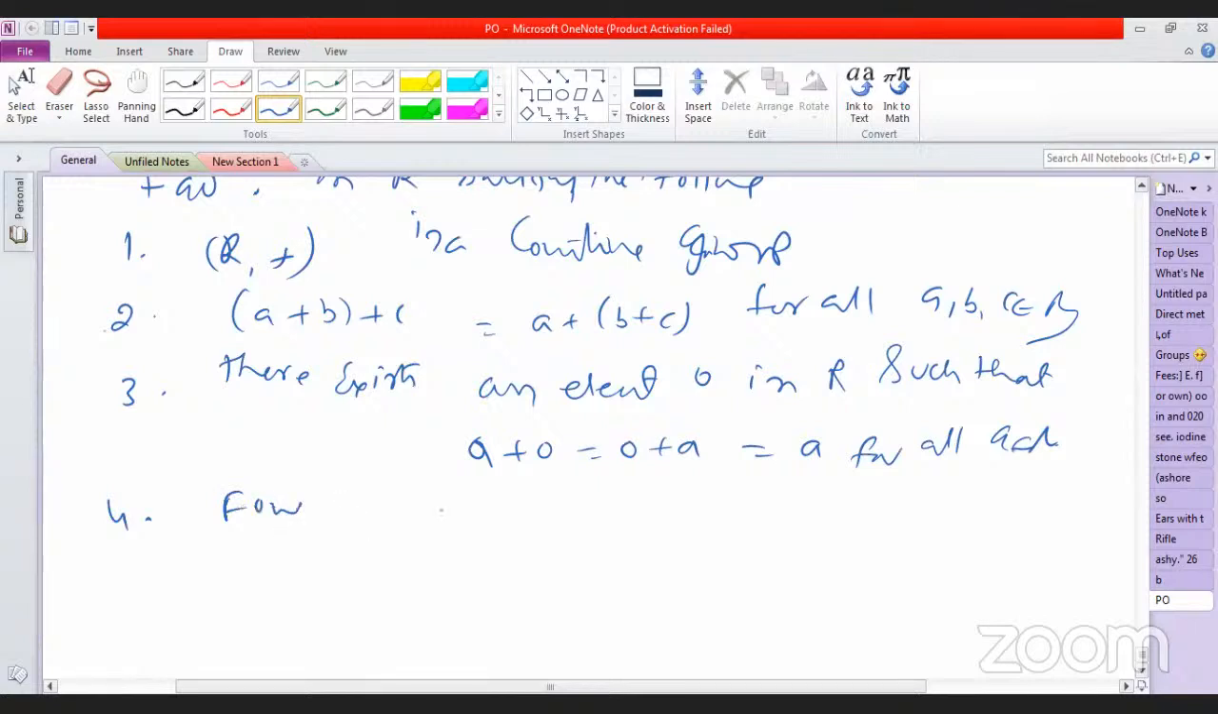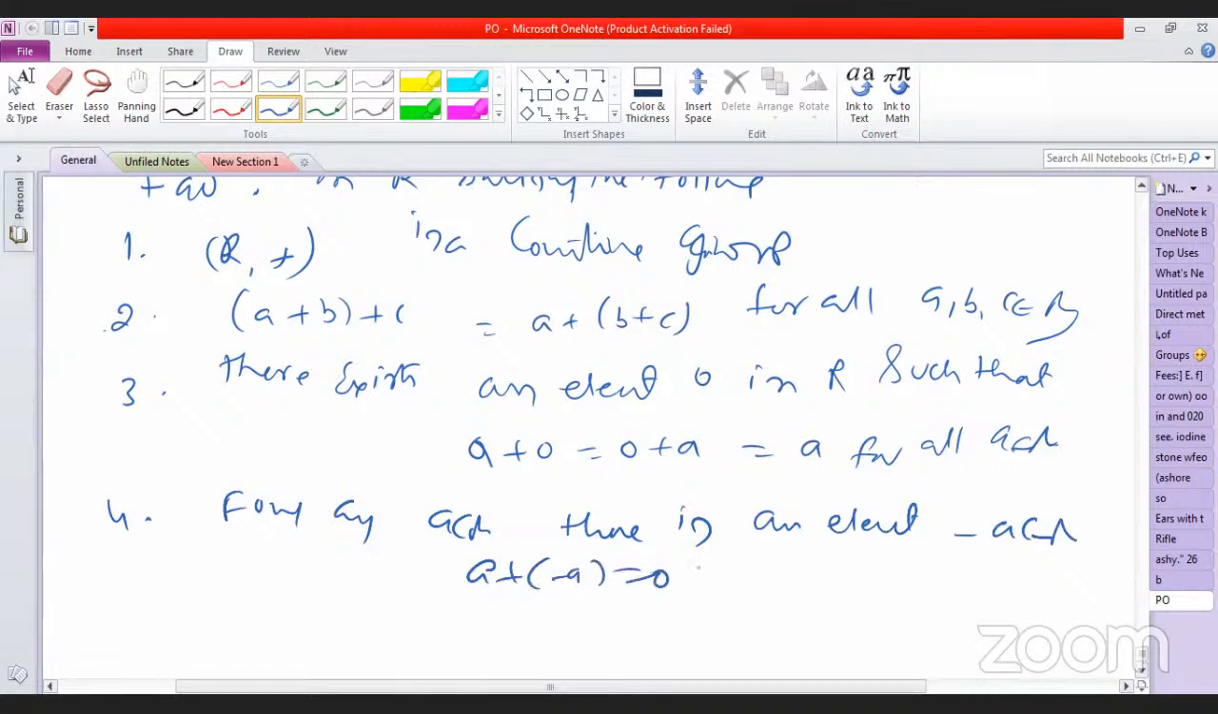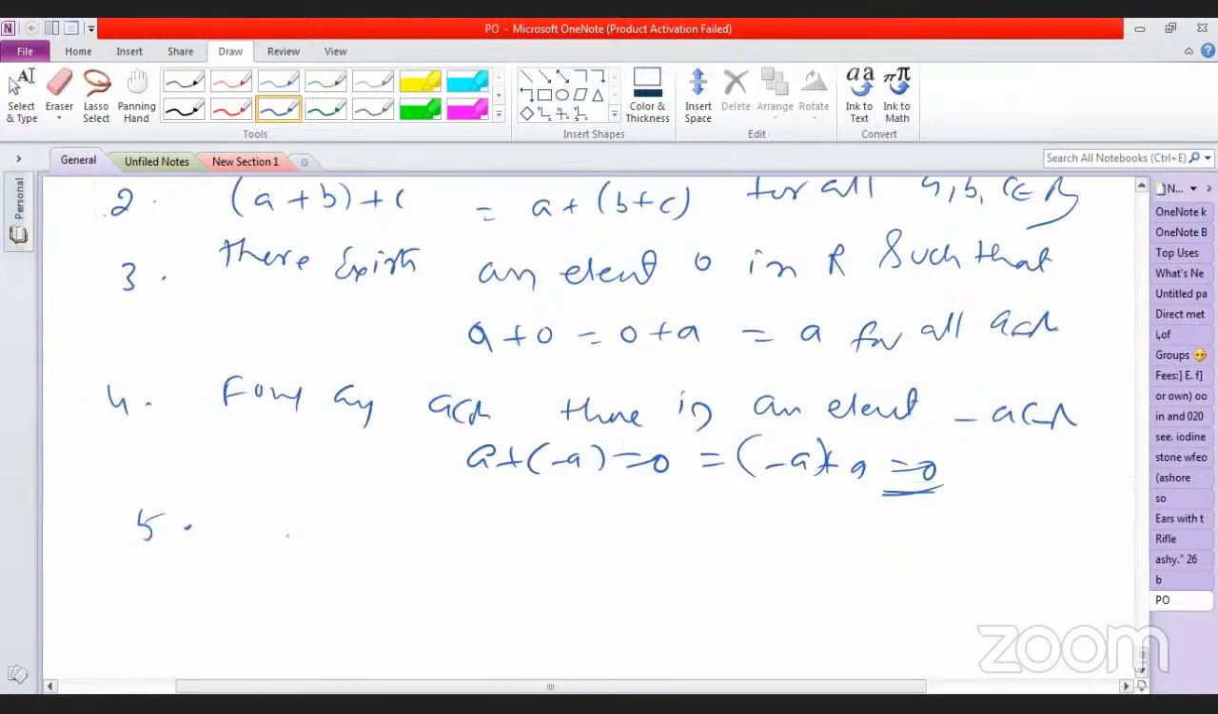For any A belonging to R, there is an element minus A belonging to R, the inverse, such that minus A plus A is equal to 0. Correct? Yes, sir. That is the condition. Commutative next. Very good. A plus B is equal to B plus A for all A, B. Then second one.